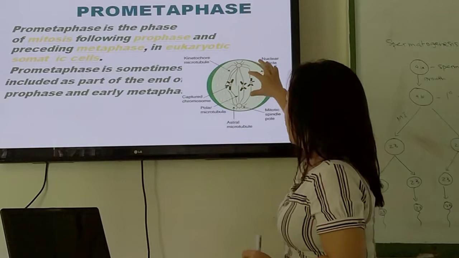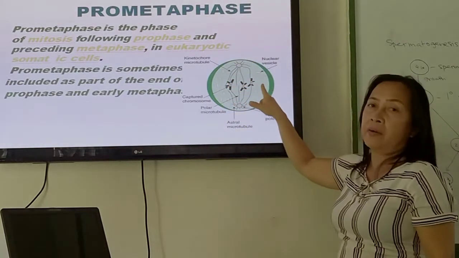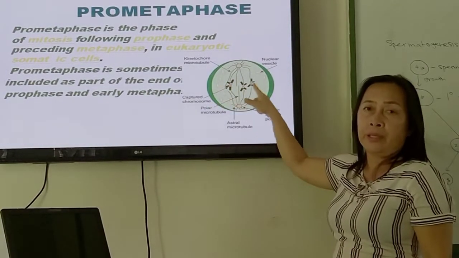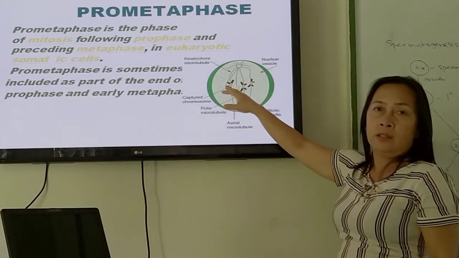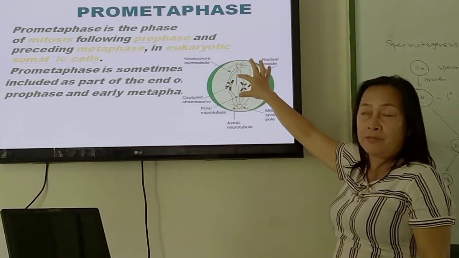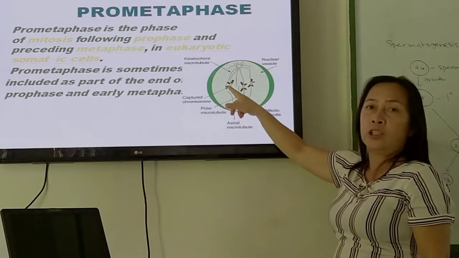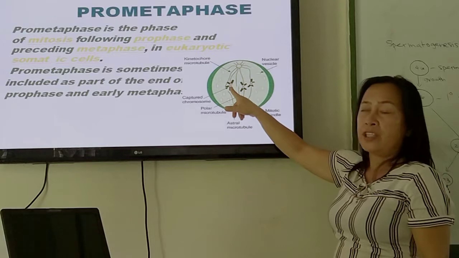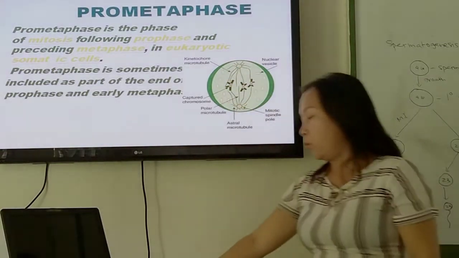Okay? So, the chromosomes that line up here are double-stranded, and there are 46 chromosomes lining up in the equatorial plate. You cannot see 46 here, okay? It cannot be accommodated in our drawing. But these are just representative of the 46 chromosomes. And you could see already that they are double-stranded, meaning two chromatids for each chromosome. Okay? And they line up in the equatorial plate.